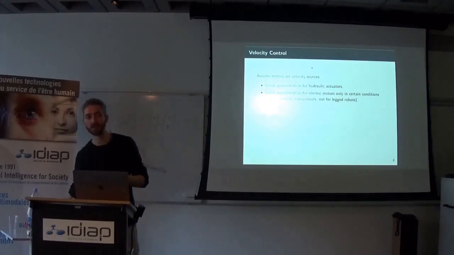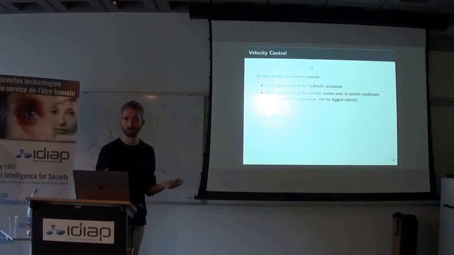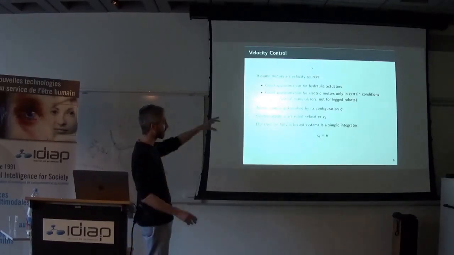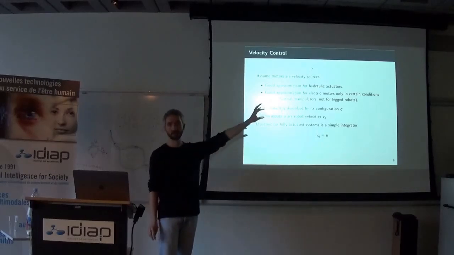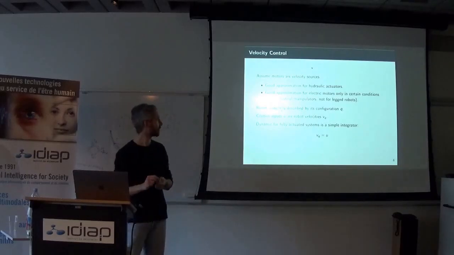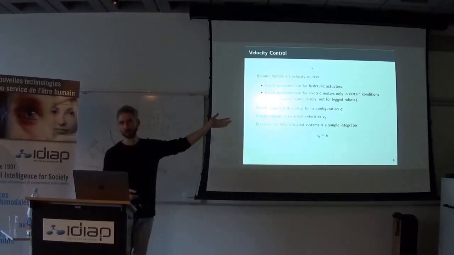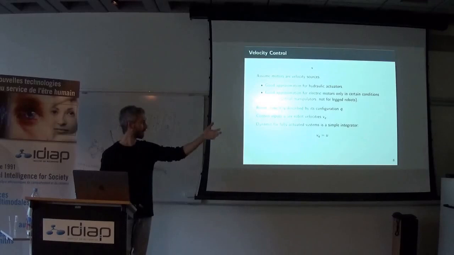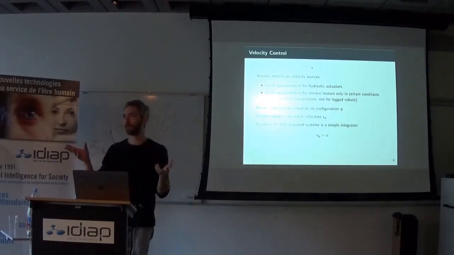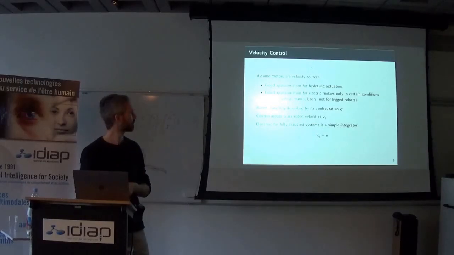It's not a good model for legged robots, so we are not going to use it. In this case, the state of the system is just its configuration. For a manipulator, it would be the angle of each joint. The control inputs, of course, are the velocities. So the dynamic is just a simple integrator: the velocity is equal to the control. You just integrate once.